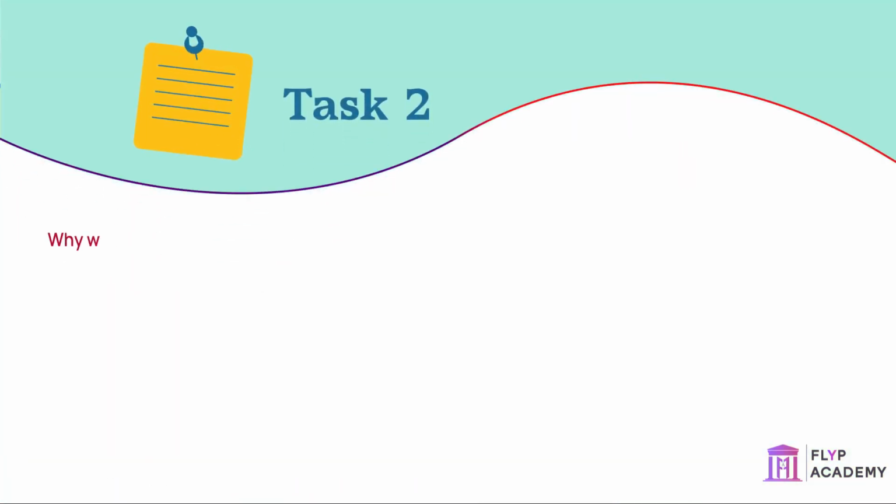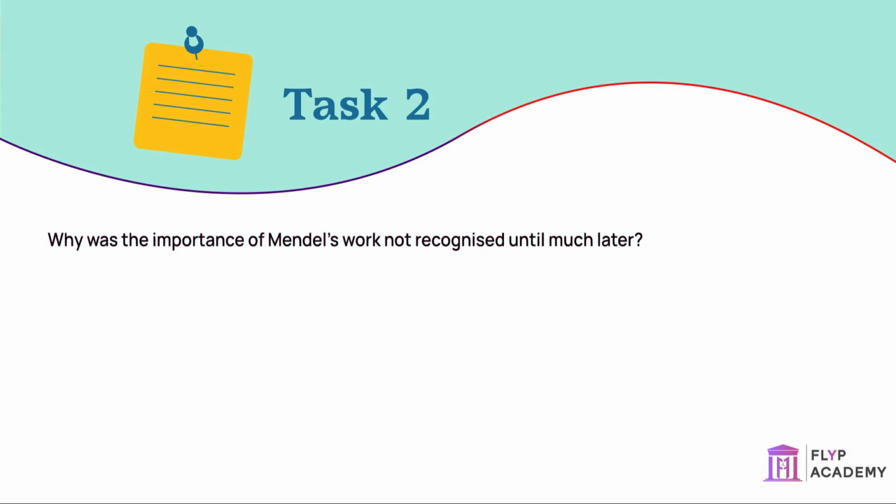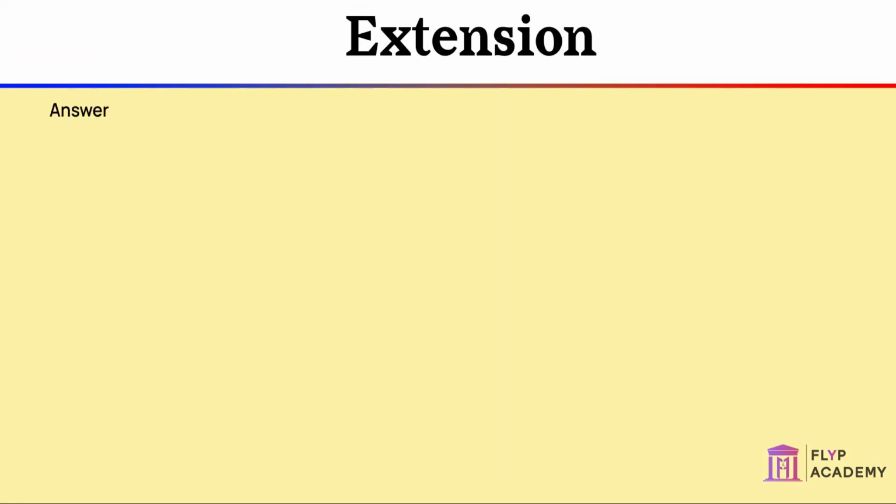Task: why was the importance of Mendel's work not recognised until much later? Mendel was a relatively unknown scientist, and there was no evidence for his claims. It was not until later, when DNA, chromosomes and genes were better discovered, that Mendel's work was understood and therefore recognised as important. Extension: answer this AQA GCSE exam question.